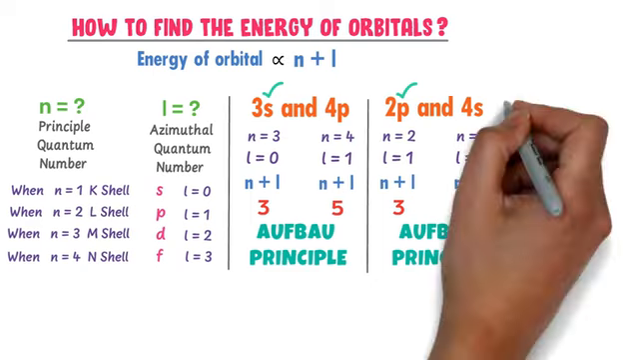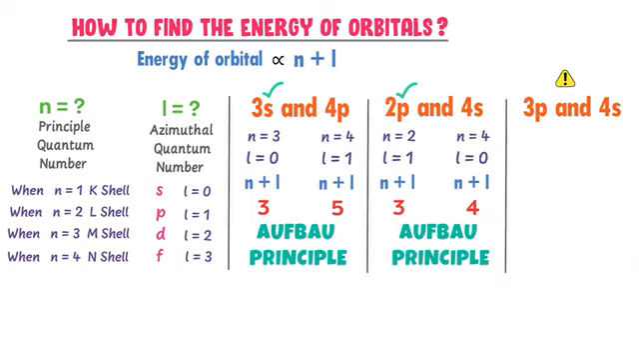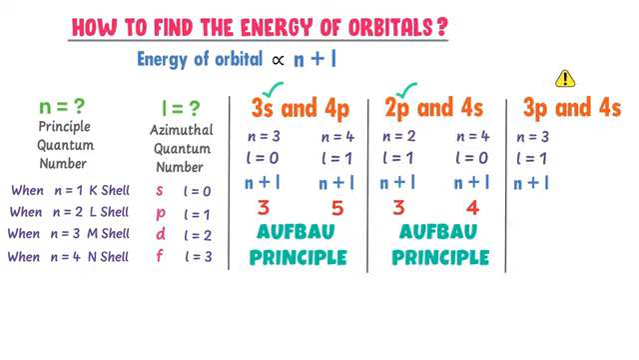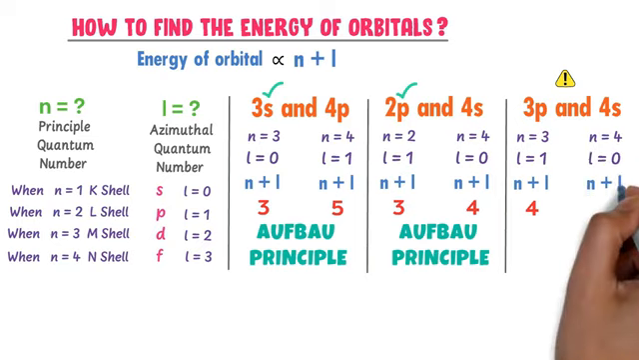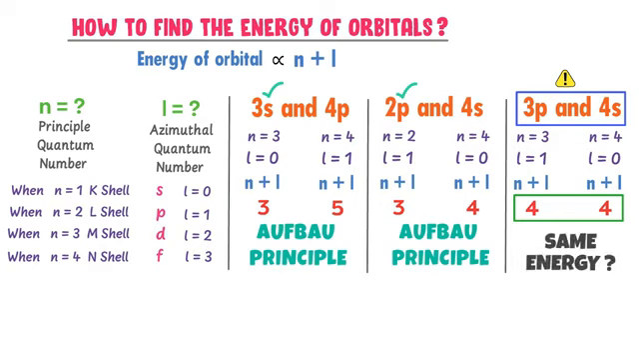Also, you should know the special case, for example, 3p and 4s. In case of 3p, n is equal to 3. For p, l is equal to 1. So n plus l is equal to 4. In case of 4s, n is equal to 4. For s, l is equal to 0. So n plus l is equal to 4. The value of n plus l is same for both 3p and 4s. Do they have same energy? Well, the answer is no, they do not.